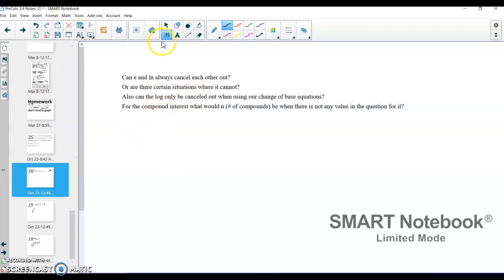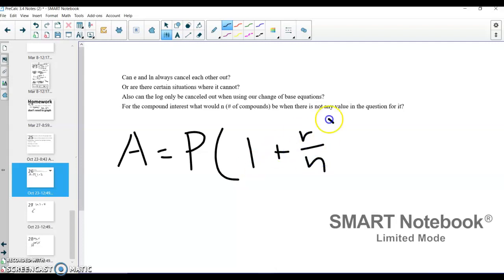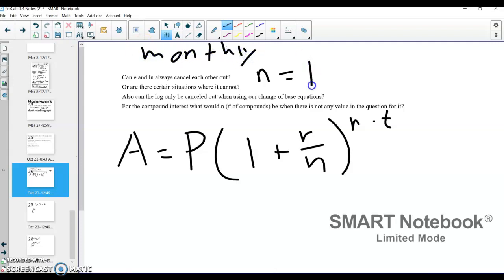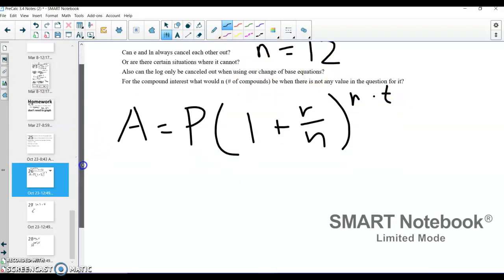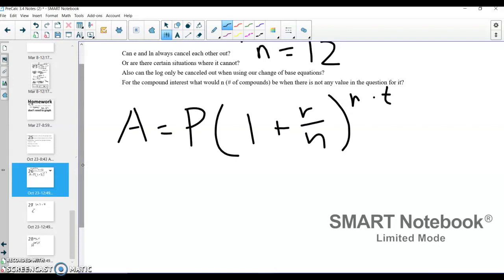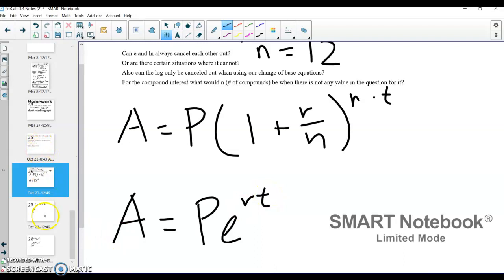I have the first interest formula being A equals P times (1 plus r over n) raised to the n times t. This is the equation you're given if it's compounded and you can find some kind of n. So if it says it compounds monthly, that would be 12 compounds, because there are 12 months in a year. If we don't know the number of compounds and we assume it's compounded continuously, that's when we use Pert, P e raised to the r t. I hope this addresses your question.